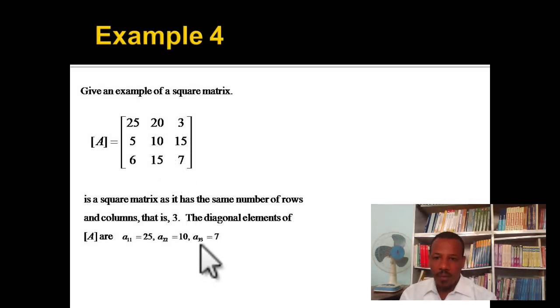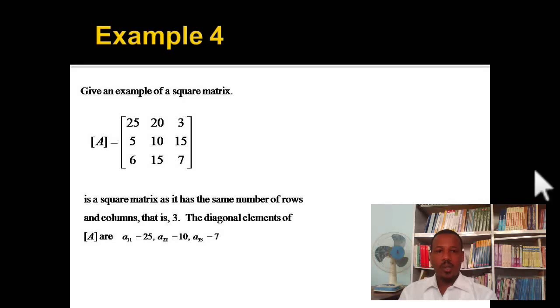This one, 7, is A33. A33 means the element that is found in the third row and the third column. So the third row is this one and the third column is this one. Therefore, 7 is found in the third row and the third column, so 7 is represented by A33.